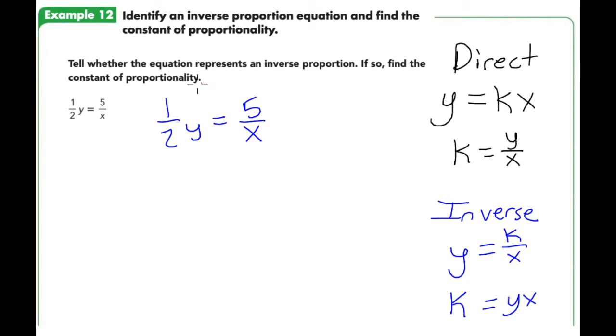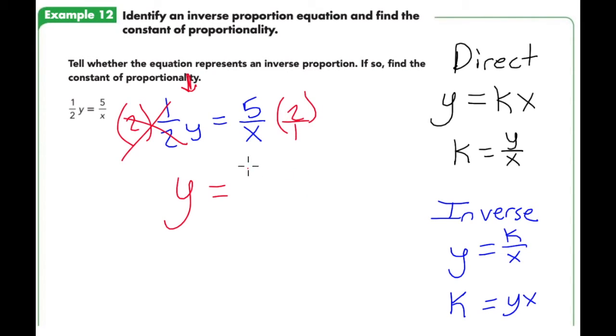We should notice that y is already on one side by itself. The only thing with it is a coefficient of 1/2. So to get rid of that half, I'm going to multiply both sides by its reciprocal, which is 2. When I do this, 2 times a half becomes 1. So I'm left with 1y equals, and then this is 2 over 1, we'll say. 5 times 2 on top is 10 over x on bottom. x times 1 would be x. So we have y equals 10 over x.